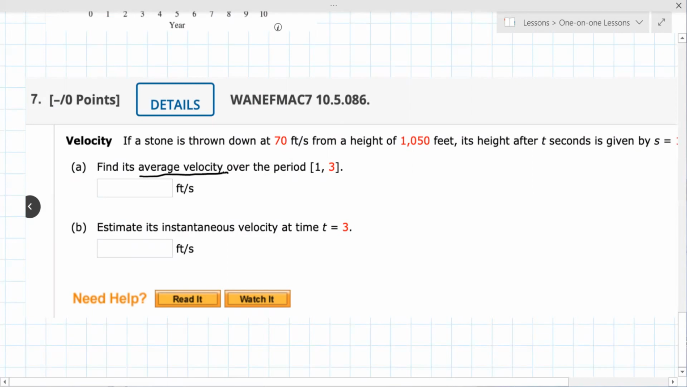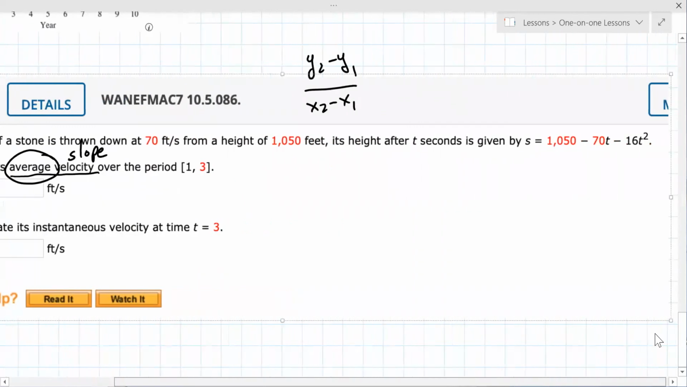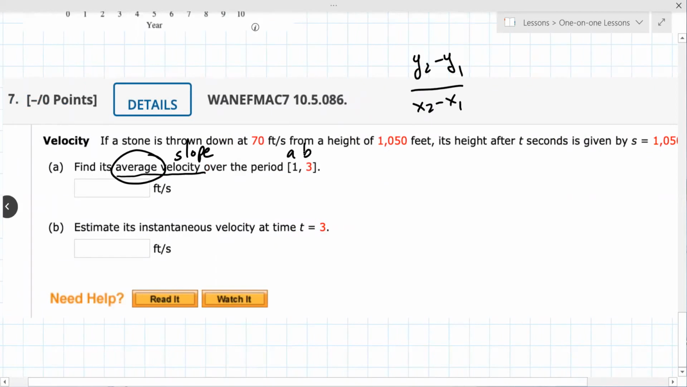I'll finish this review. Okay, so average velocity is this average. Whenever you see the word average, that means slope. And slope is like the slope formula: y2 minus y1 over x2 minus x1. In this case, you don't get points, but you do get this function here. The function is from a to b. So this y2 is s of b, meaning you're going to put 3 into this function, minus s of a. You're going to put 1 into this function, over b minus a.